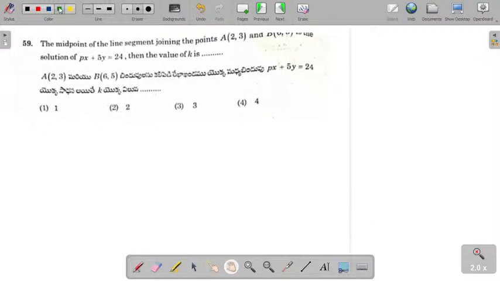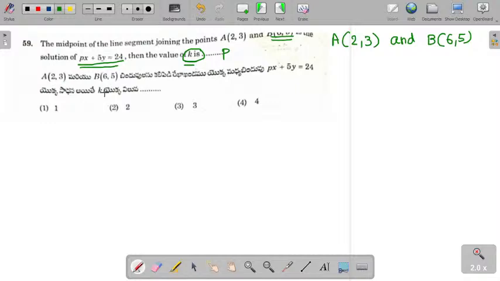First see: the midpoint of the line segment joining the points A(2, 3) and B(6, 5), data missing, is the solution of px plus 5y is equal to 24. Then the value of k we need to find out. Not k here, this is p. We need to find the value of p here.